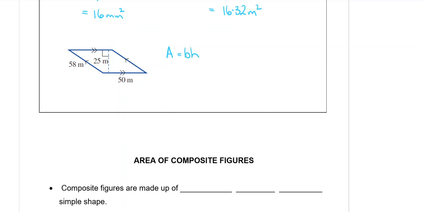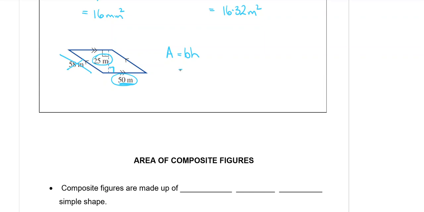And the final shape that we have here is a parallelogram, which has the formula A equals BH. Now this question is trying to trick people because it has more measurements than we need. The base and the height should always be connected to the right angle. So the 25 here is the perpendicular height. That would be at right angles to the 50 meters down here, which means the 58, I'm crossing it out because it's just a distraction to try to trick people.